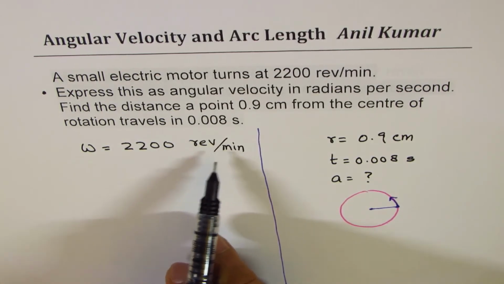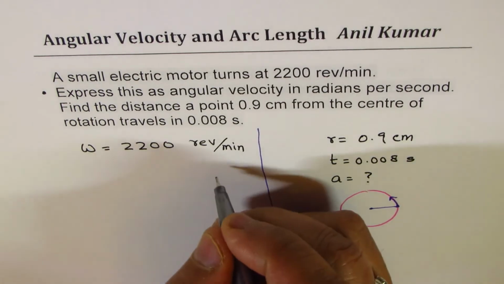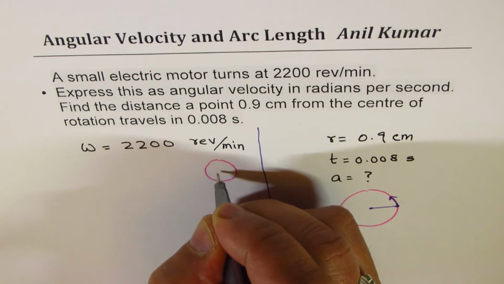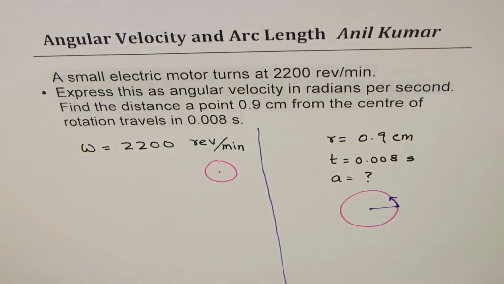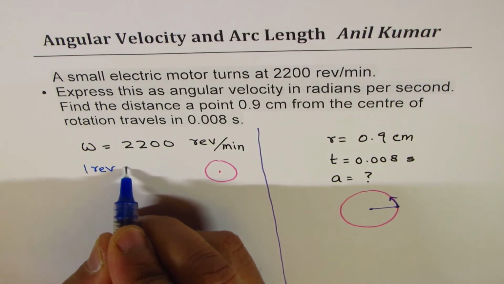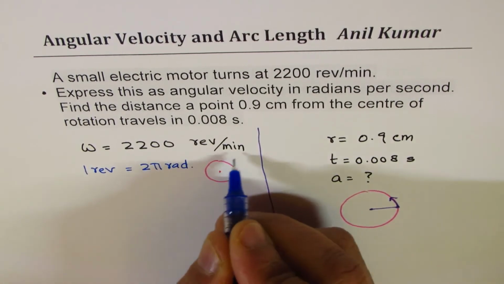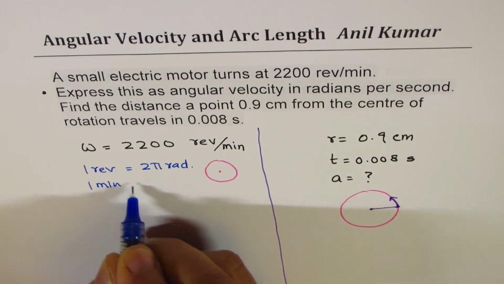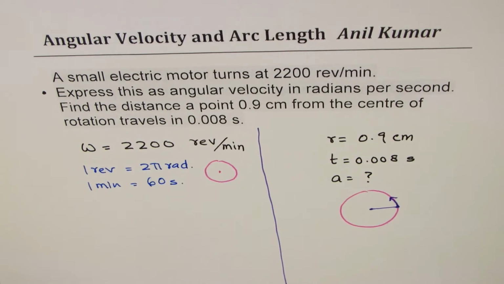radians per second. Now, one revolution, let's try to understand this concept first, right? If you go one full circle, it means what? One revolution basically means 2 pi radians. Is it okay? And 1 minute is 60 seconds, right? So that helps us to convert, and let us see how to convert.